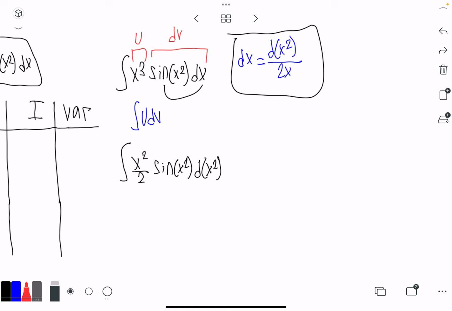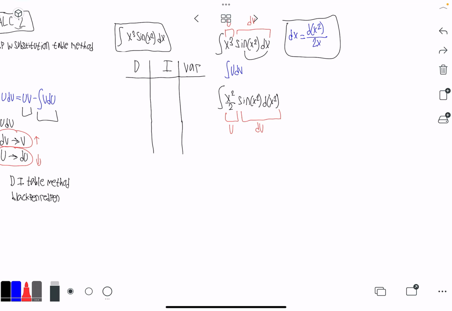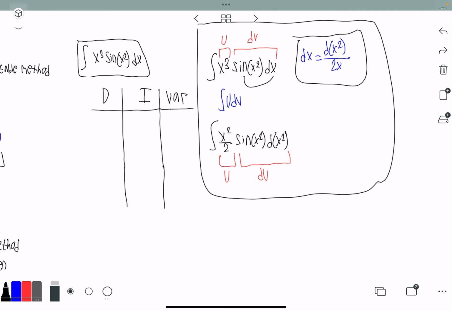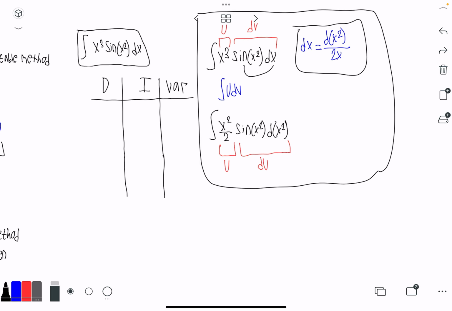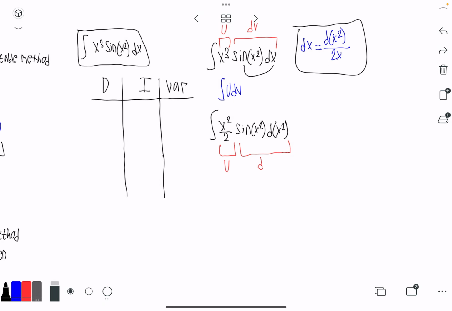So now we can change the label for u and dv. This is u and this is dv. So essentially what we're doing here is rewriting the equation. But I'd not like to do this externally, outside of the DI table. I would like to do it inside the DI table. That's why I like to add the third column. Let me just show you how to do it.